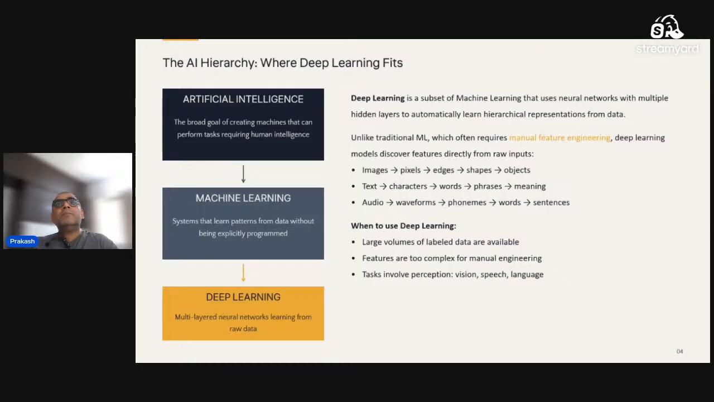Okay, so let's take some examples of how you can evolve, say with text: from text to characters to words, phrases, meaning. All that goes into the cycle of a neural network. It could be for images, it could be for audio. So basically, that's when you go for deep learning. And we'll see some of those use cases and how this works under the hood at some level, on vision, speech, and language in coming slides.